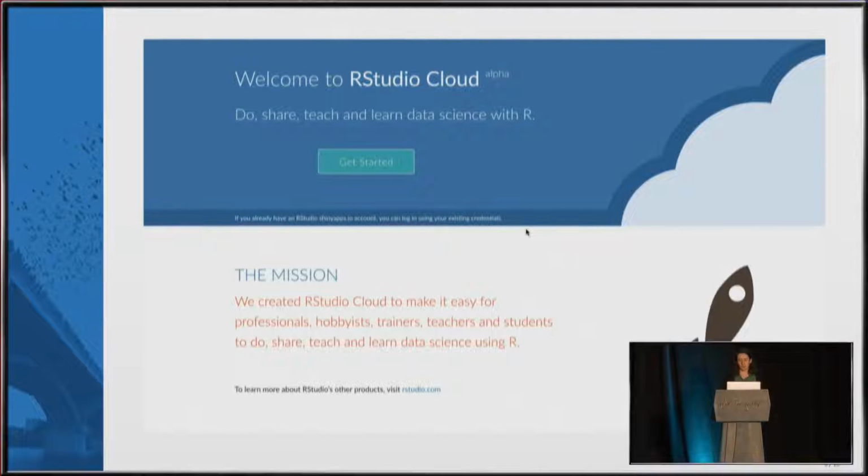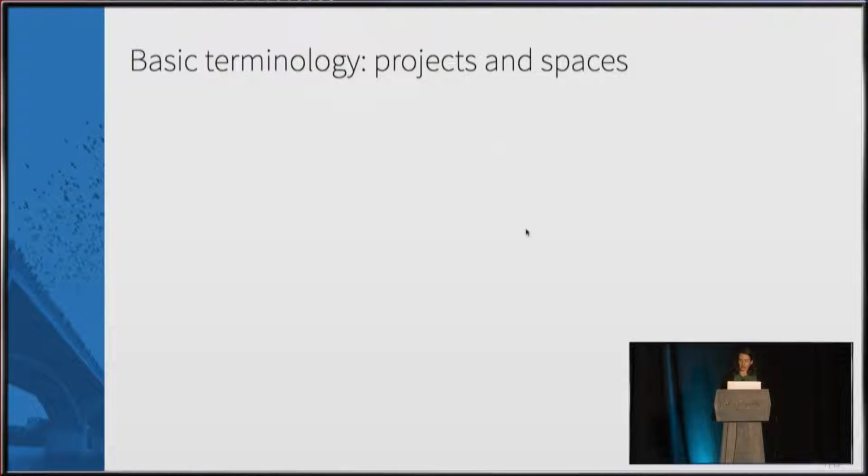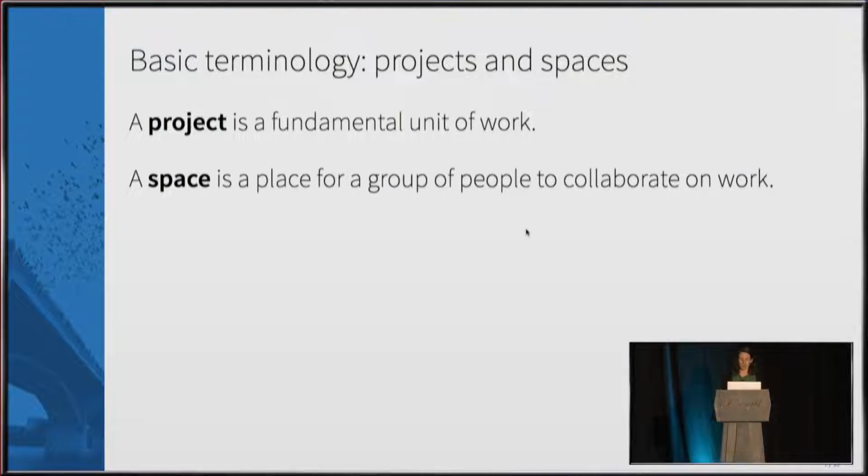So first, a little bit of basic terminology. In RStudio Cloud, the fundamental unit of work is a project. It encapsulates your R code, packages, and data files, and provides isolation from other analyses. So this is analogous to projects in a local installation of the RStudio IDE. A space is a place for a group of people to organize and collaborate on work. In addition to a personal workspace that everyone gets automatically, you can also create spaces with roles and permissions to control project sharing and visibility for space members. So not coincidentally, these spaces work well for courses, sections, and workshops.